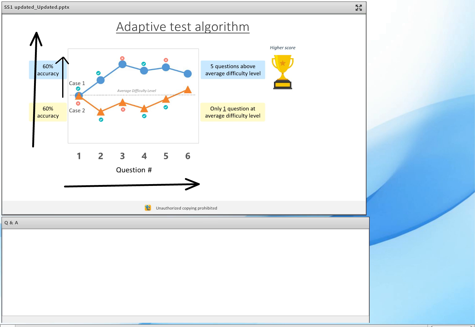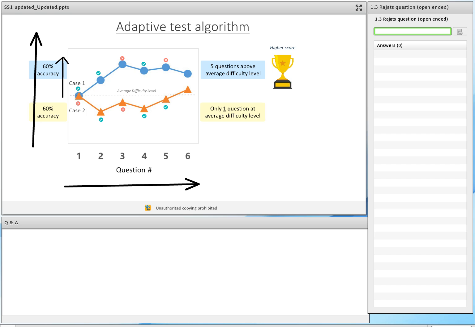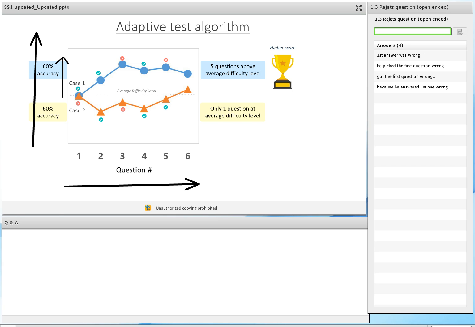Student 2 received only one question, the first question, which was at the average difficulty level. Every other question was below the average difficulty level, or the median difficulty level, as we call it on the GMAT. Now tell me one thing. Why did student 2 not receive difficult questions? Okay, because he answered the first one wrong.